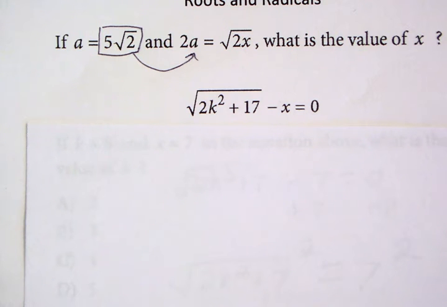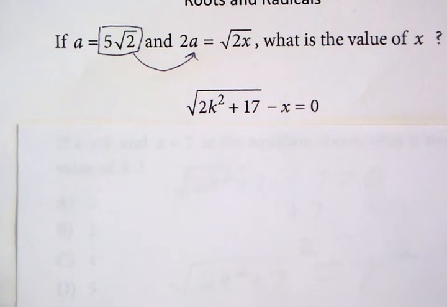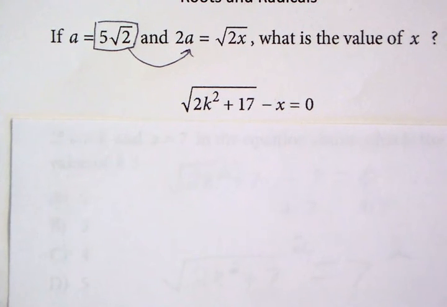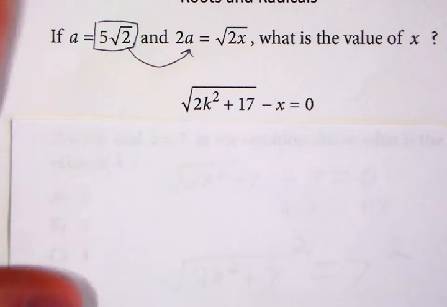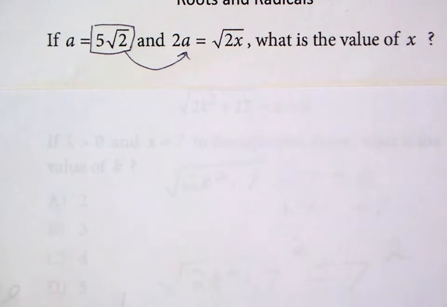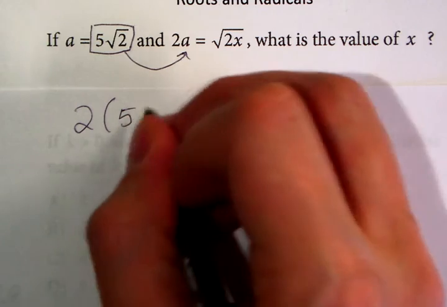For roots and radicals, the first one: if a is equal to 5 root 2 and 2a is equal to root 2x, what is the value of x? It's part of the other problem. We'll cover it up. The first thing we do is substitute. We take what a is equal to and replace it in the other part of the problem.